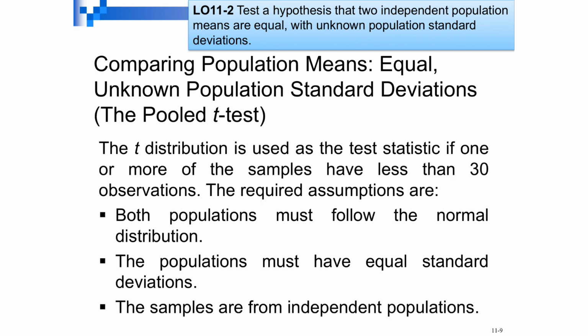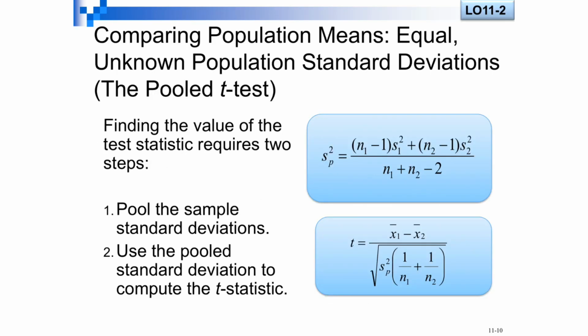We will see how to do this. Even though we have two samples and two populations, you see the t-distribution is used as a test statistic if one or more of the samples have fewer than 30 observations. Remember, we said less than 30 is a t-test, of course, and when we don't have information about the population. So of course we have some assumptions that we will follow.